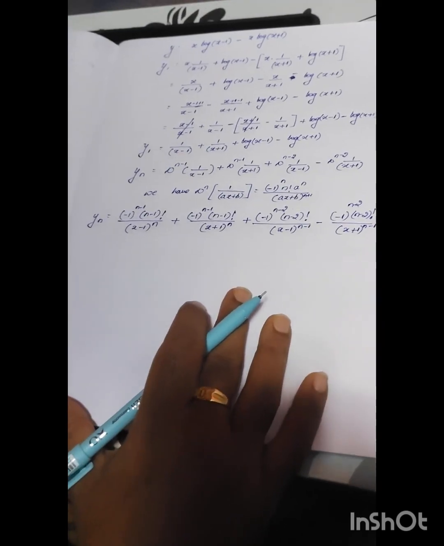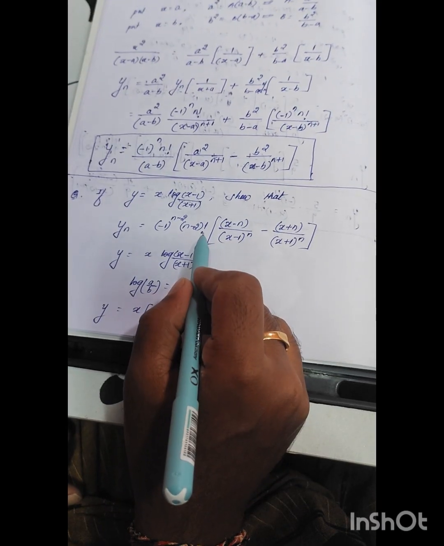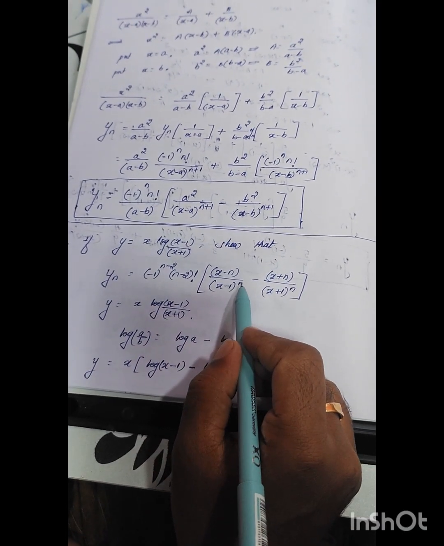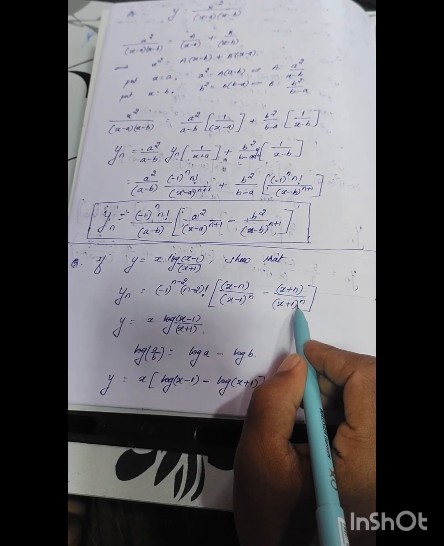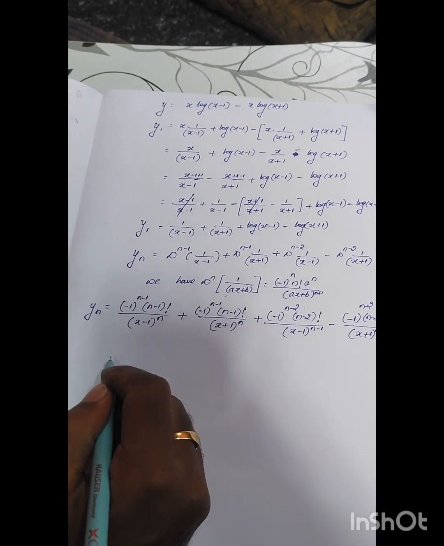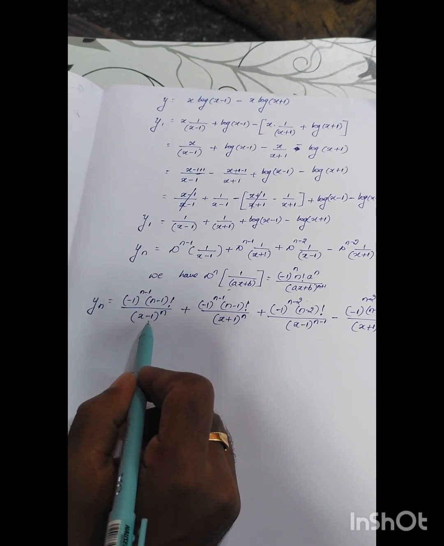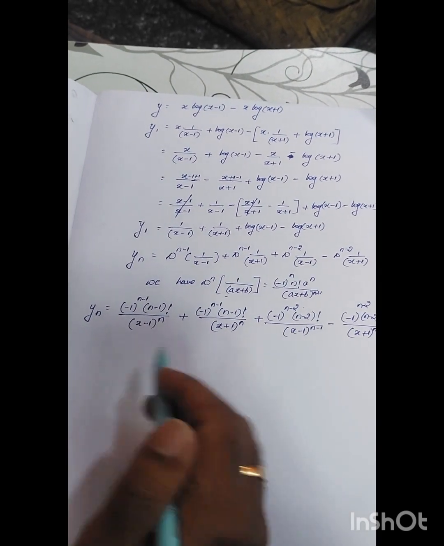But we need to show that yn will be equal to minus 1 raised to n minus 2 into n minus 2 factorial into x minus n divided by x minus 1 raised to n, minus x plus n divided by x plus 1 raised to n. This is what we need to show. So let's simplify this expression. In order to simplify this, what I will do is write x minus 1 raised to n terms one side and x plus 1 terms to the other side.